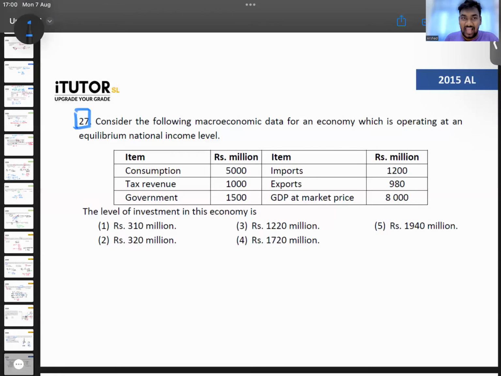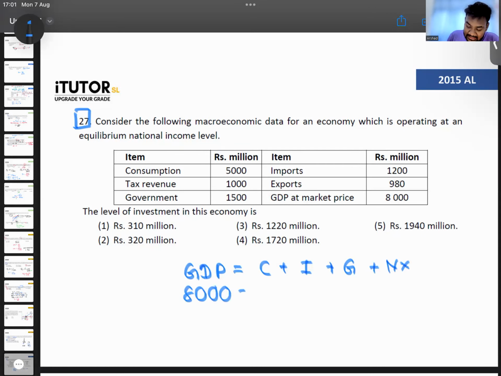Or you can use the aggregate demand equation. AD equals this. Okay, so GDP, how much? GDP is C plus I plus G plus net exports. GDP they have given 8,000. Consumption they say is 5,000. Investment I have to find. Government spending given 1,500. Net exports is how much?